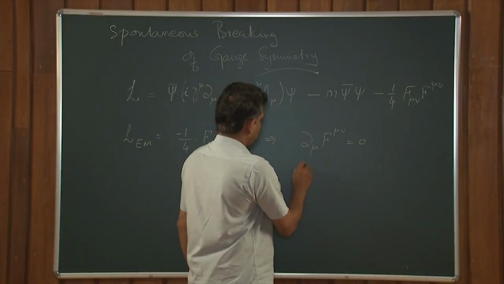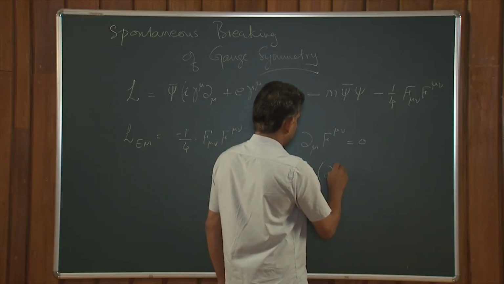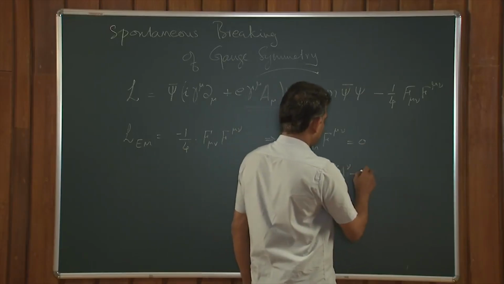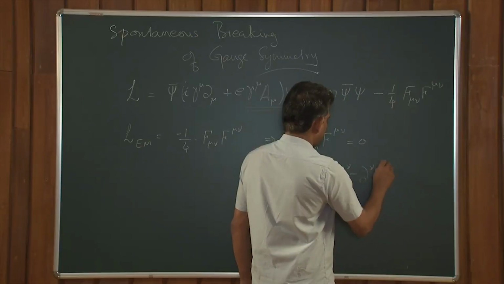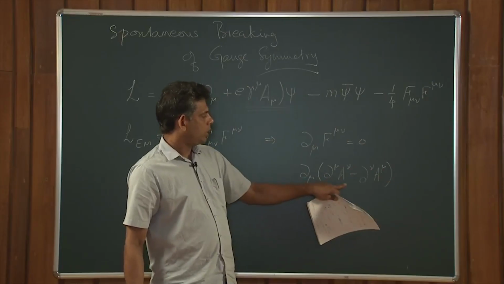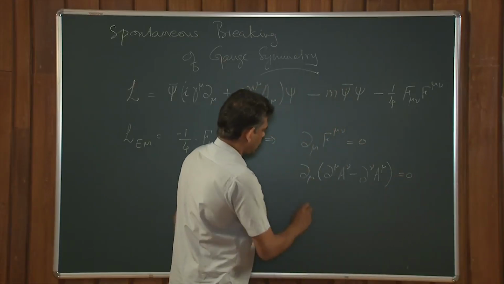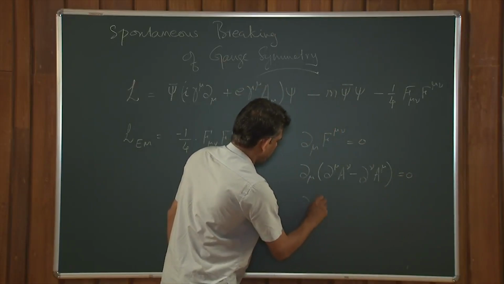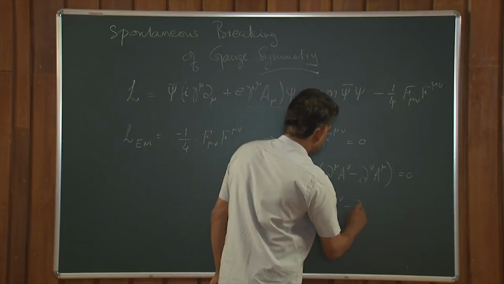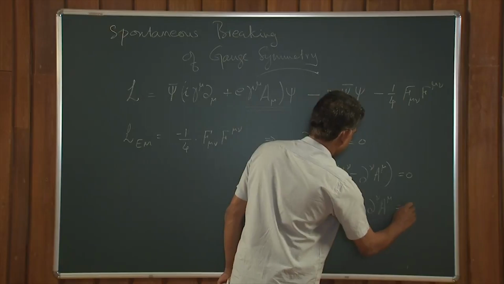Now, this we could write in terms of A mu, or the vector potential, as dou mu (dou mu A nu minus dou nu A mu), which is equal to 0.